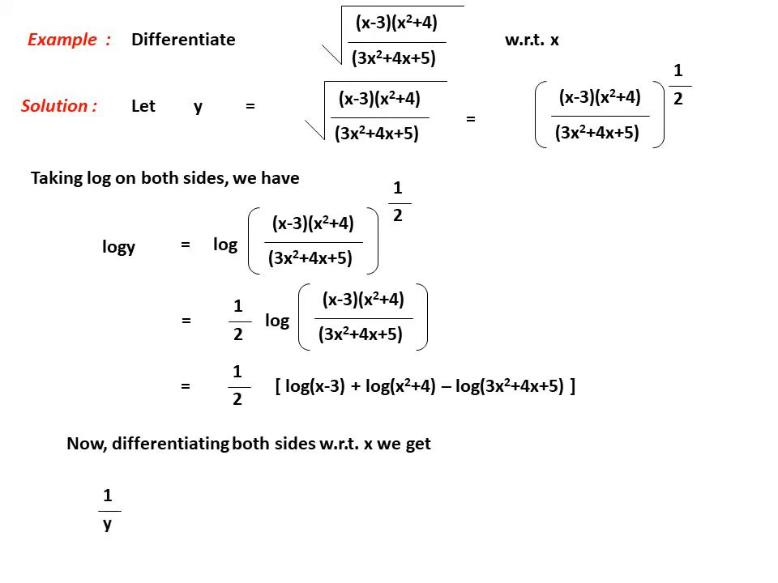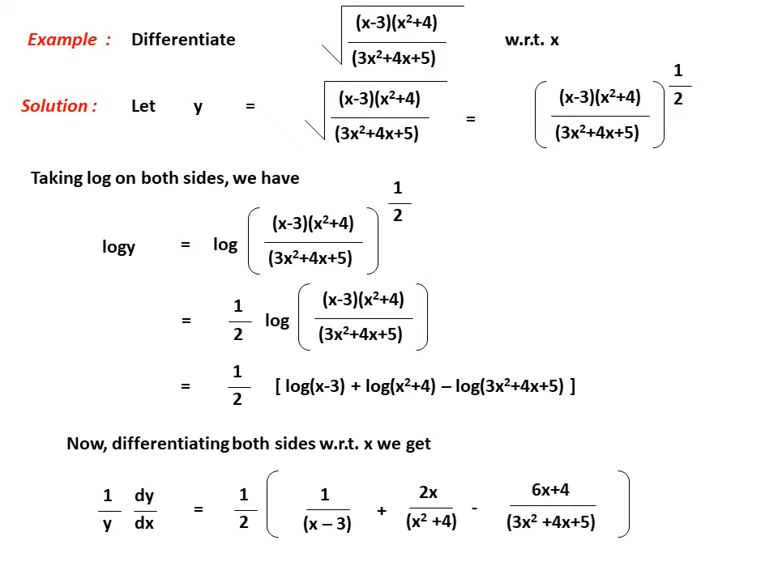Now it is very simple. So on the left side what happens is 1 by y dy by dx, chain rule. On the right side, you see 1 by 2 is a constant, so you need not worry. What is the differentiation of log x minus 3? It is 1 by x minus 3 plus, what is the differentiation of log x square plus 4? Actually it is 2x by x square plus 4 because of chain rule. 1 by x square plus 4 into differentiation of x square plus 4, the differentiation of x square is 2x, differentiation of 4 is 0, therefore it is 2x. Plus the same thing, minus 1 by 3x square plus 4x plus 5 into the differentiation of 3x square plus 4x plus 5, which is 6x plus 4.